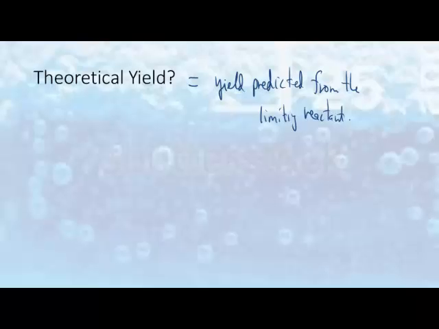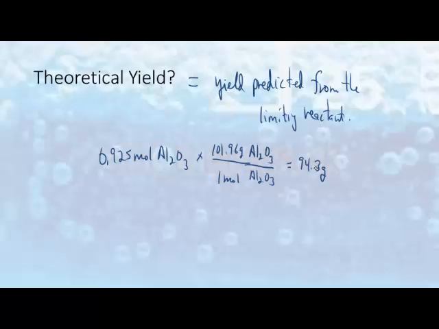So if we do that, what we see is that if we take our 0.925 moles of aluminum oxide, Al2O3, and multiply that by the molar mass of aluminum oxide, 101.96 grams per 1 mole of aluminum oxide, that gives you 94.3 grams of aluminum oxide. And that's the theoretical yield.